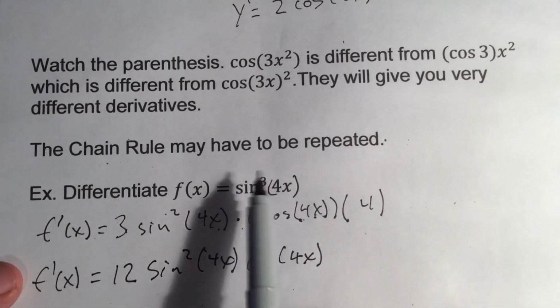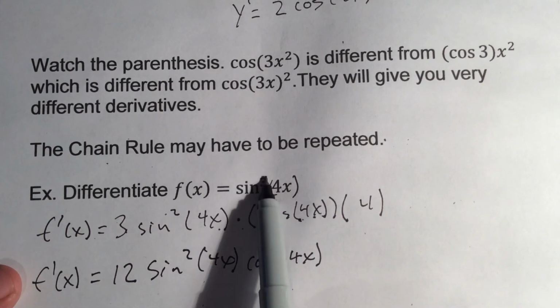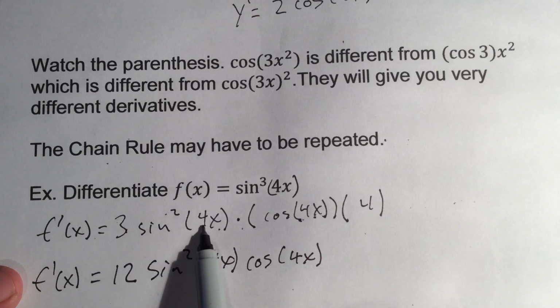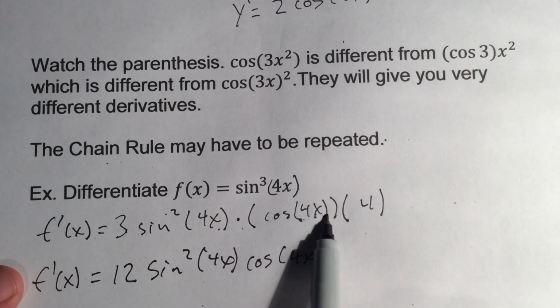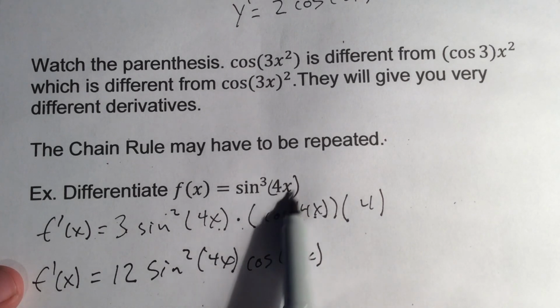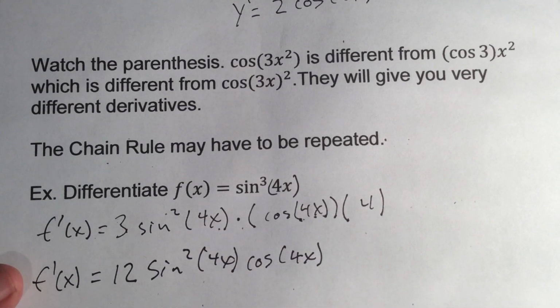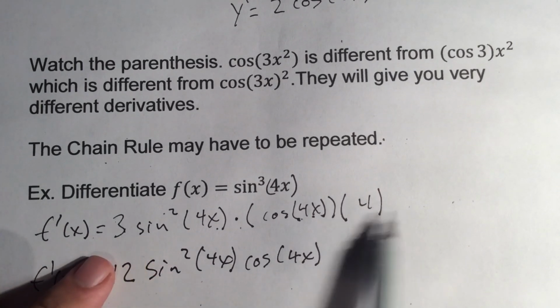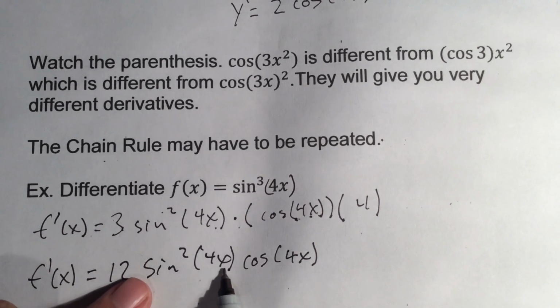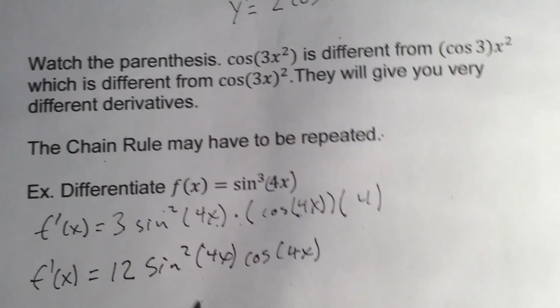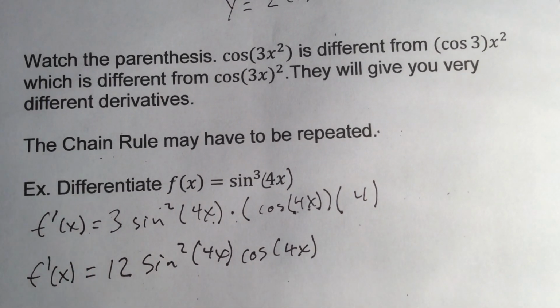So the cubed is the very outside function, so we did power rule first. Derivative of the next inside is the sine function, so derivative of sine goes to cosine. And derivative of the very inside, the 4x, would go to a 4. Then, because they're all multiplied, our 4 and our 3 are like terms, we can multiply those. The sine squared would be one factor, cosine would be the other factor. This is as far as we could take this one.